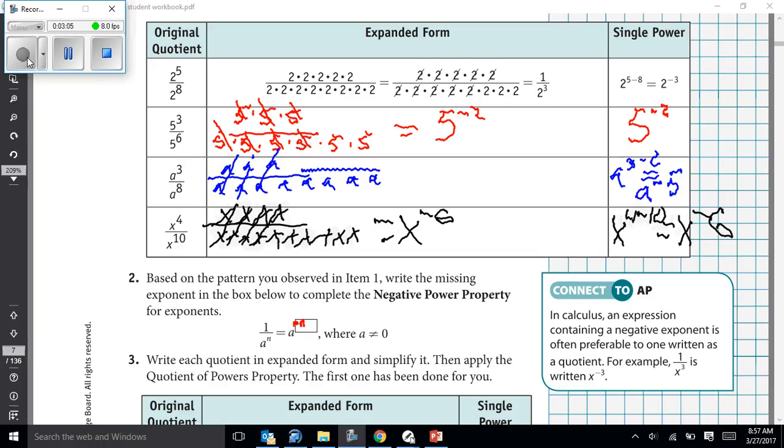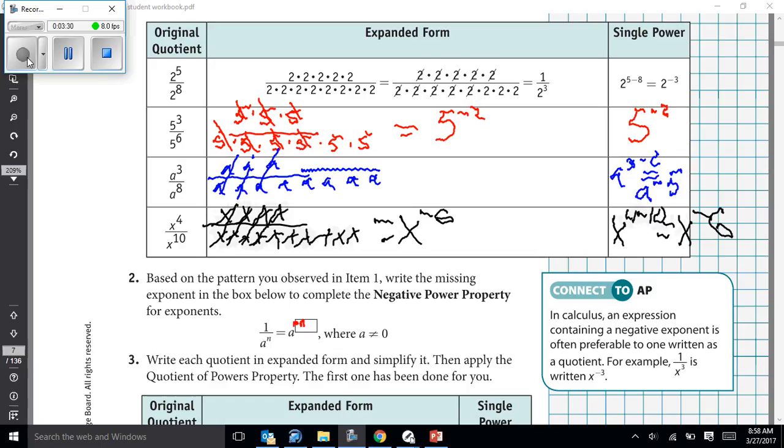Case, would you please explain what's going on in this top one here? All right, so 3 5s on top, 6 5s on the bottom. And then what's the crossing out? What does that represent?